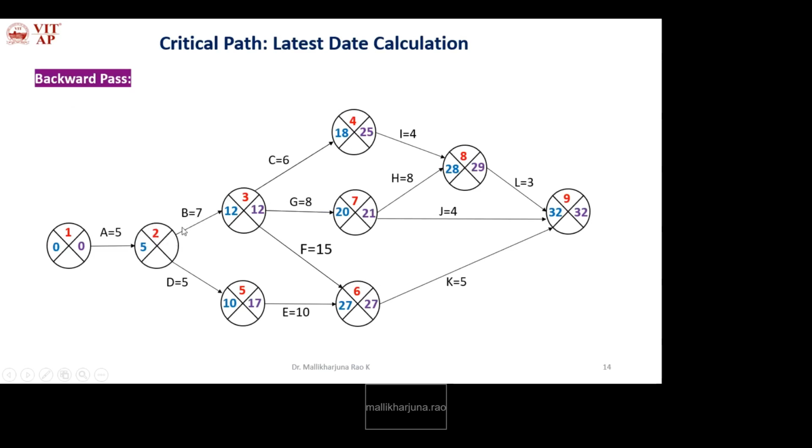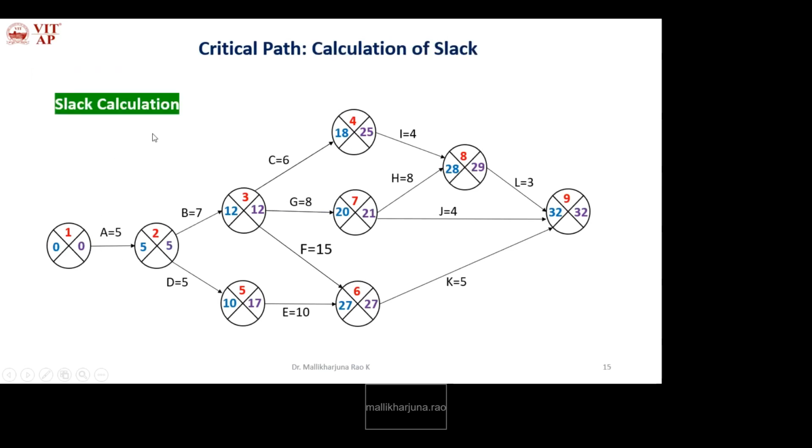Next event 2. So what is its latest date? It has two following events. What are the two following events? 3 and 5. So 12 minus 7, 5. 17 minus 5, how much? 12. Which one is the earliest latest date? This one, 12 minus 7. By default, for the first event the latest date is 0. Like this way we have to calculate the latest date for all the events, then calculate the slack.